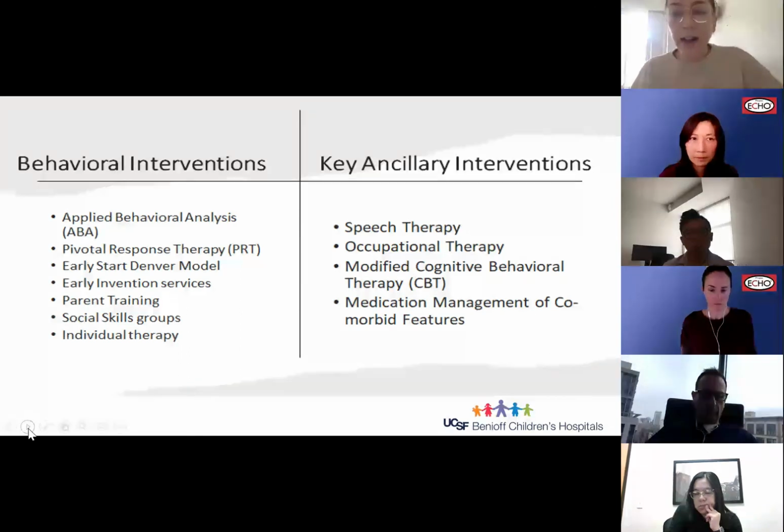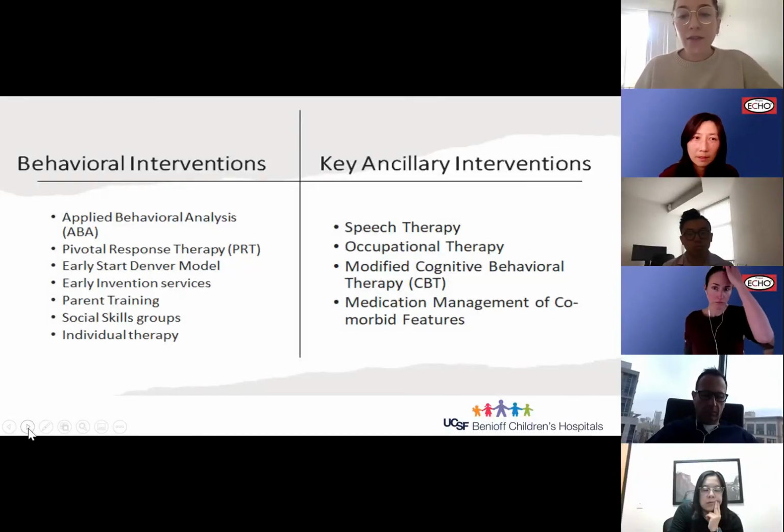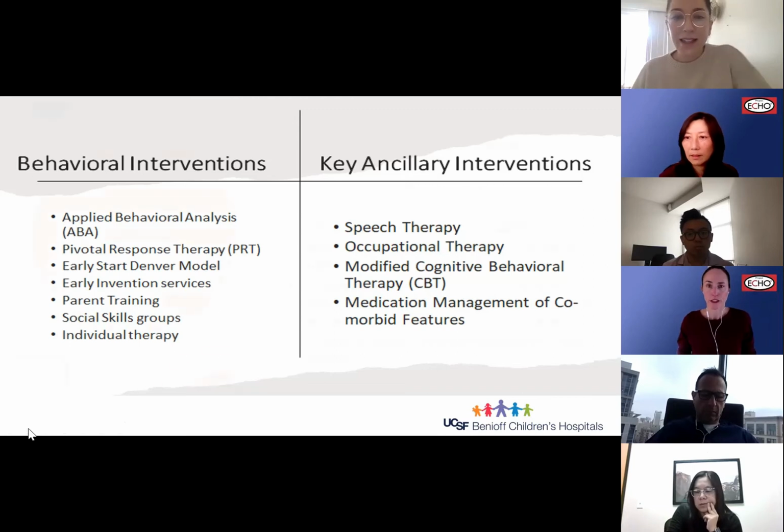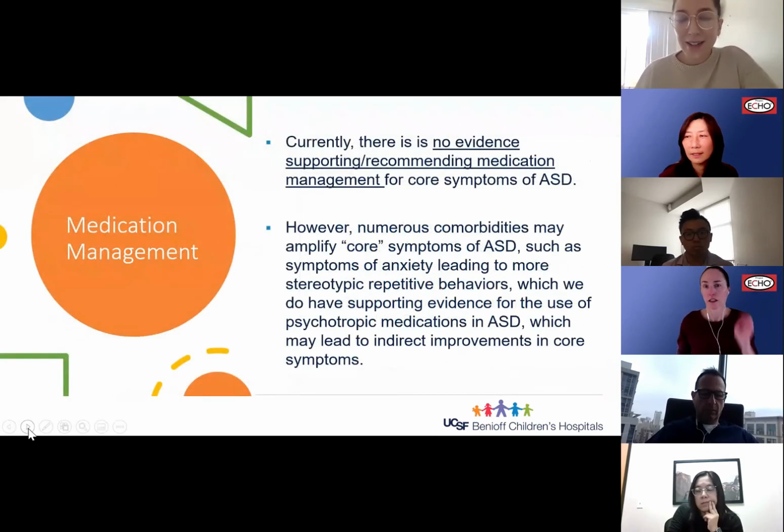Occupational therapy can be very helpful to teach some kind of physical grounding treatments for the child. And again, as we mentioned, thinking about other things like CBT for higher functioning kids. And then of course, thinking about, are there any comorbidities that we can think about for medication management? I think that leads us to our next slide.